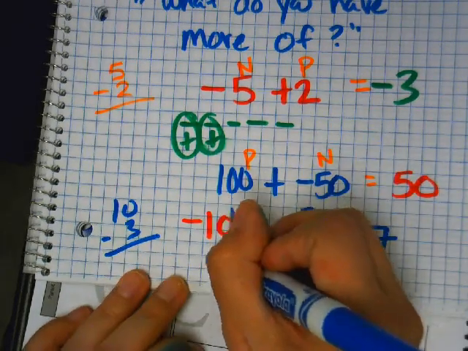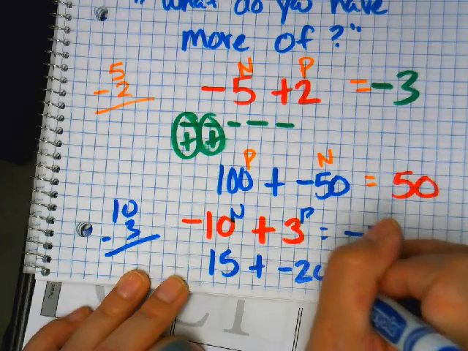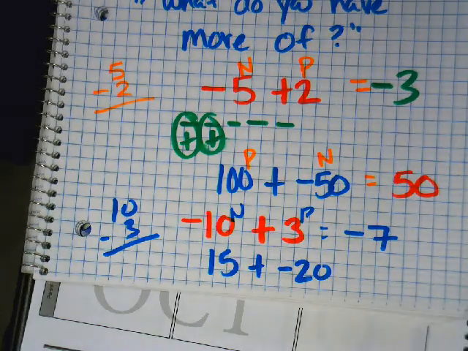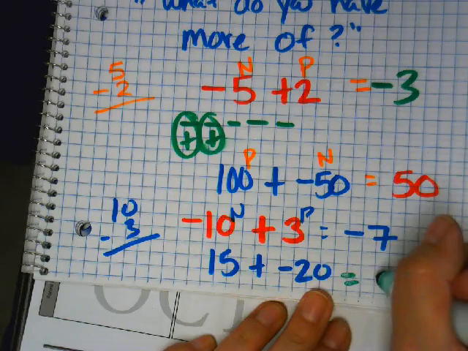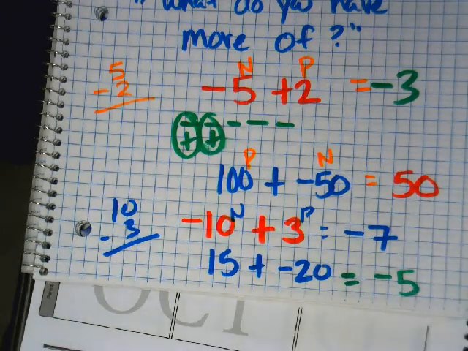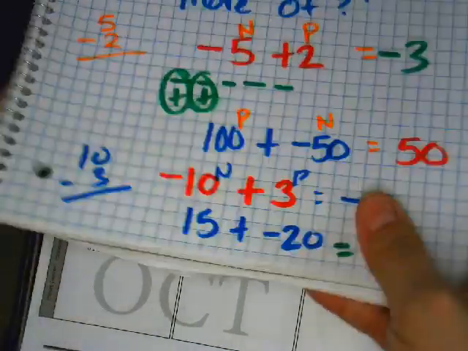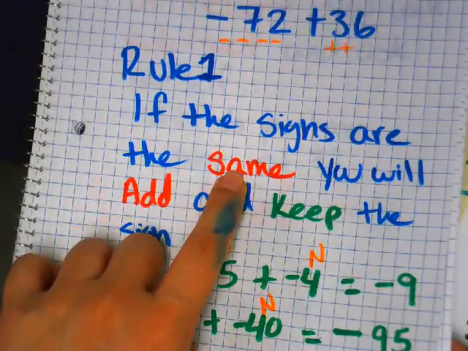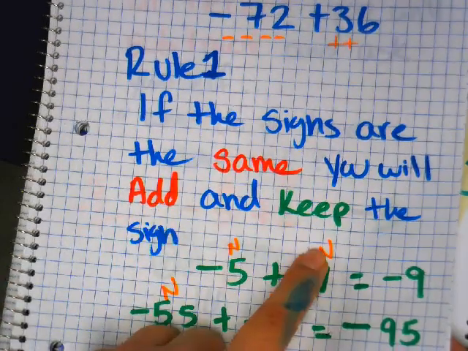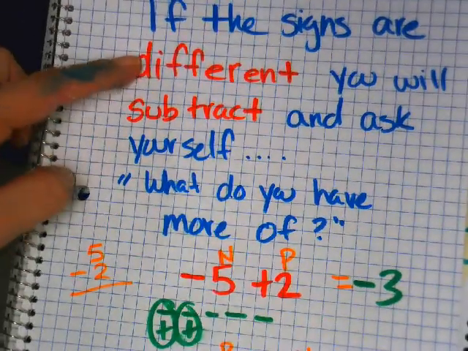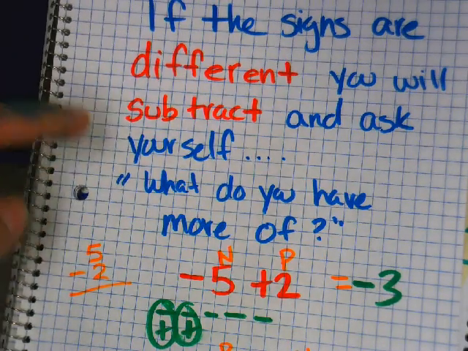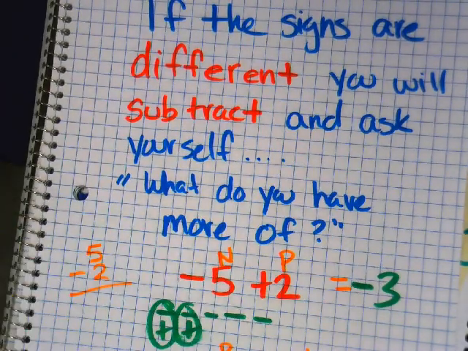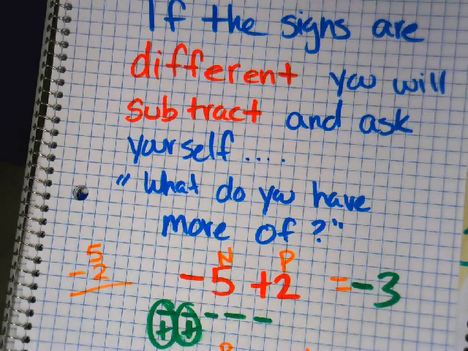Okay, all right, one last one. What is 15 plus -20? Why is it negative? Because there's more negatives. Never say it's bigger, because technically it's actually not bigger. It's what you have more of. So, to recap, what do I do if they're the same? You add. What if they're different? You subtract. And then you ask yourself what you have more of. So if they're the same, add. If they're different, subtract.